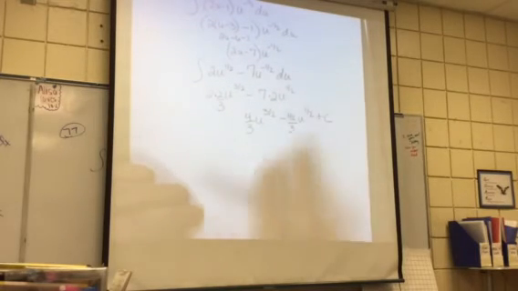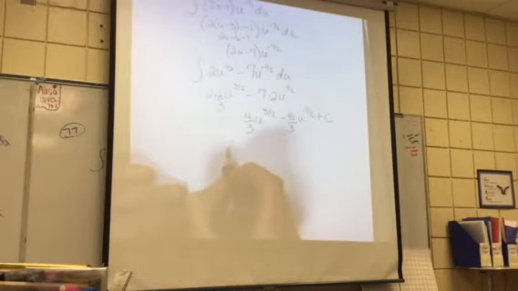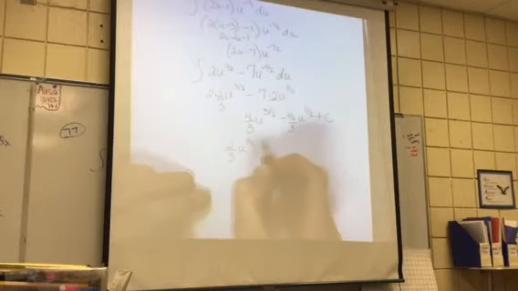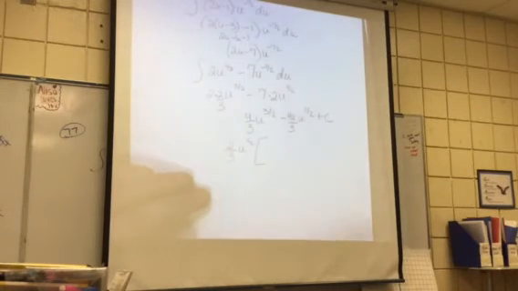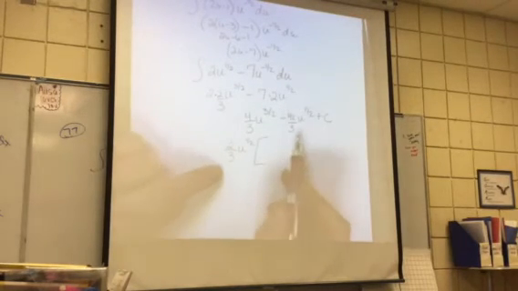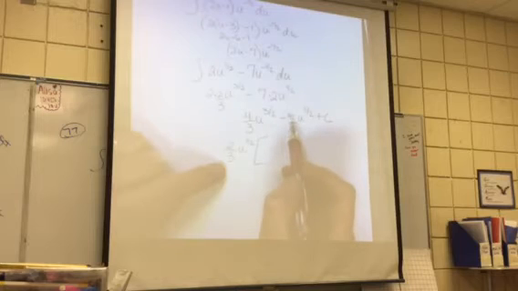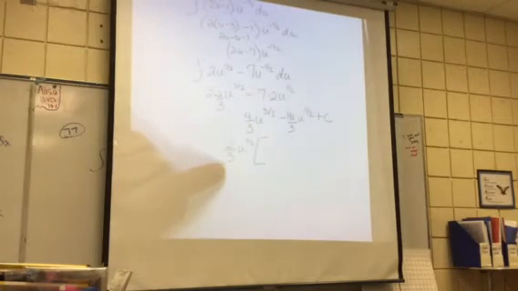And then from each of these, I could factor out 4/3 u to the 1/2, and a 2/3. Yep. So if I take out 2/3 u to the 1/2... could you take out the 4/3? Will 4 go into 42? No. So I can only take out 2/3.